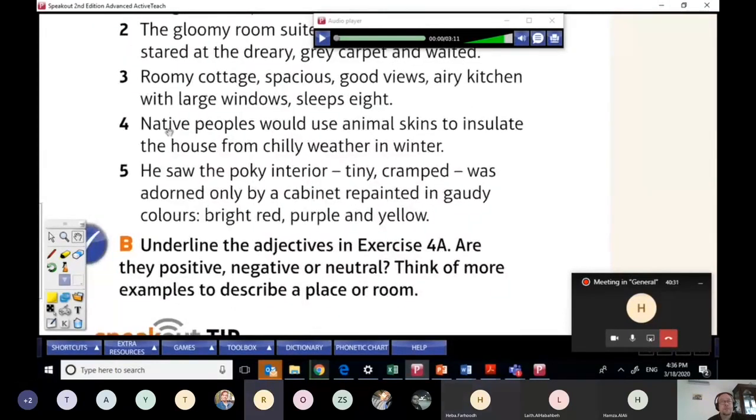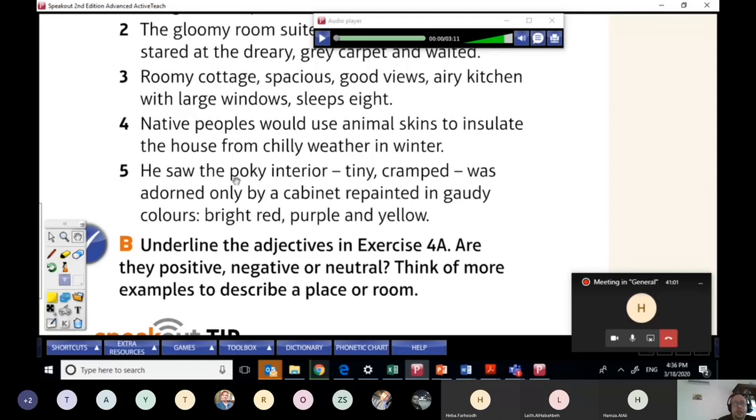Native peoples would use animal skins to insulate the house from chilly weather in winter. So chilly is another way to say cold. He saw the pokey interior, tiny and cramped. It was adorned by a cabinet repainted in gaudy colors, bright red, purple, and yellow. Chilly is cold or hot? Chilly is cold. How about pokey?